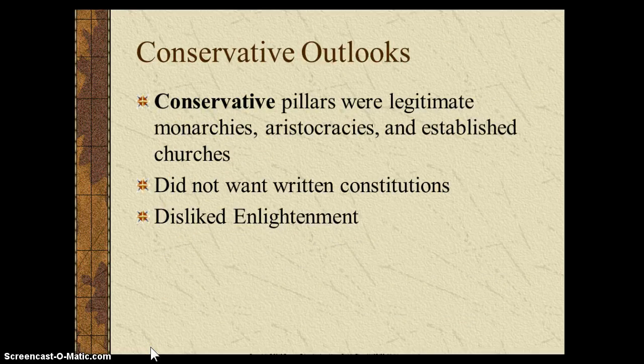Conservative outlooks. Conservatives' pillars were legitimate monarchies, aristocracies, and established churches. So they're old traditional. They did not want written constitutions because they wanted a monarchy and they disliked the Enlightenment.